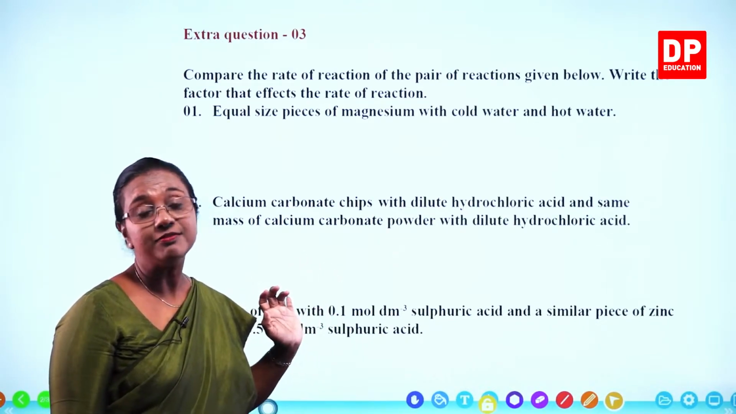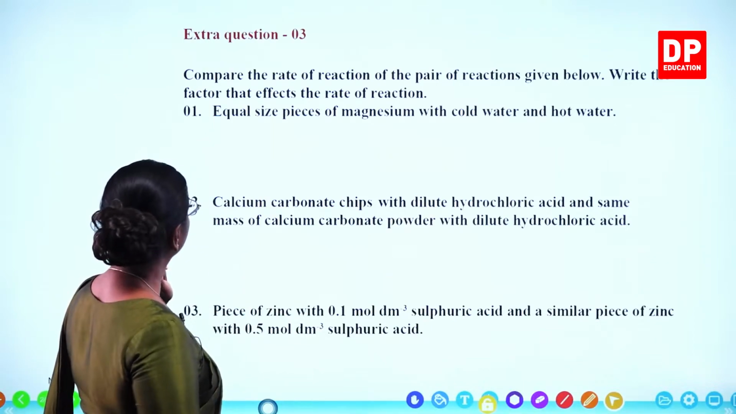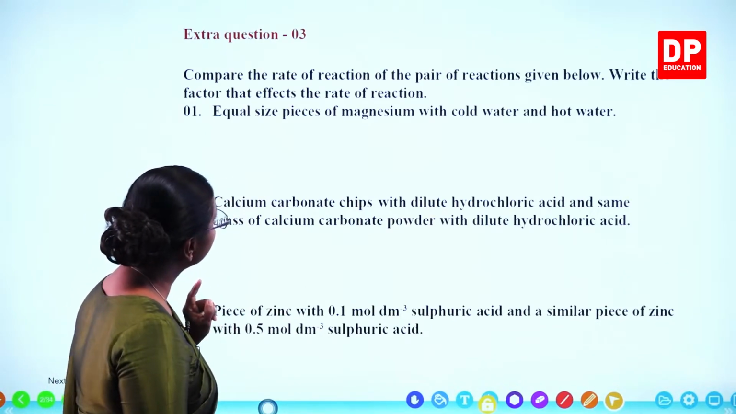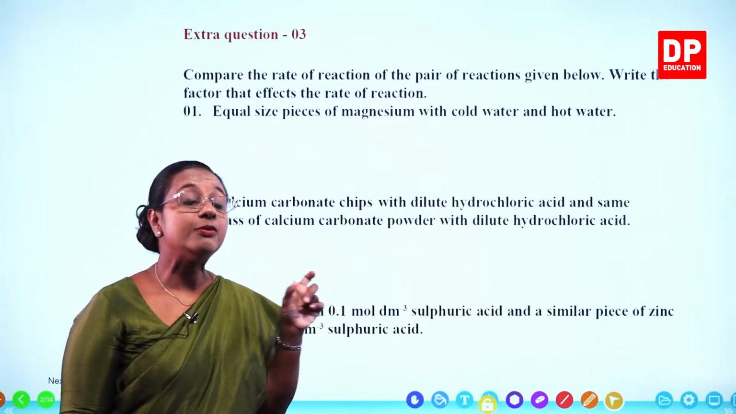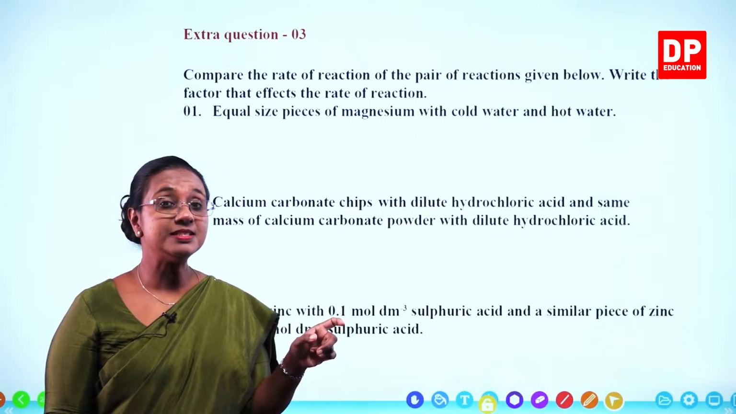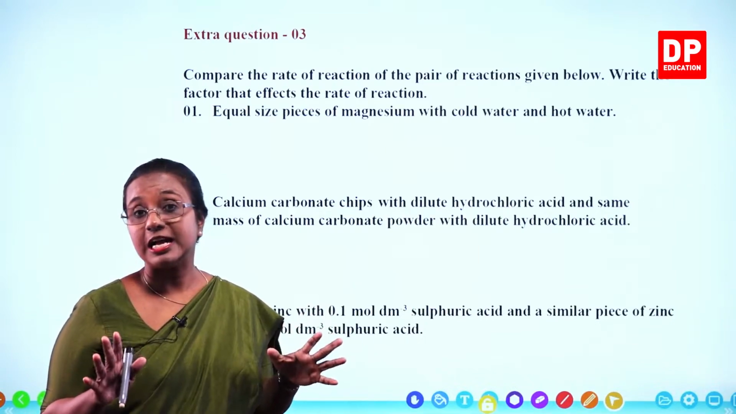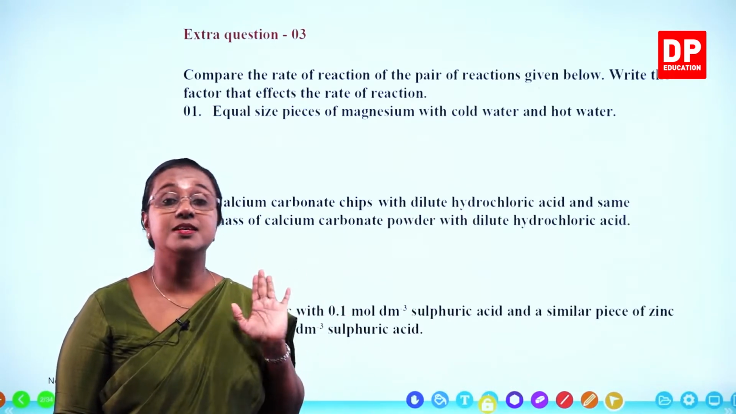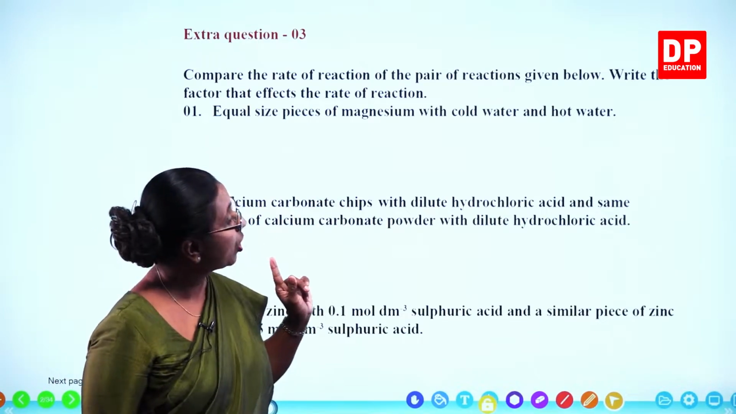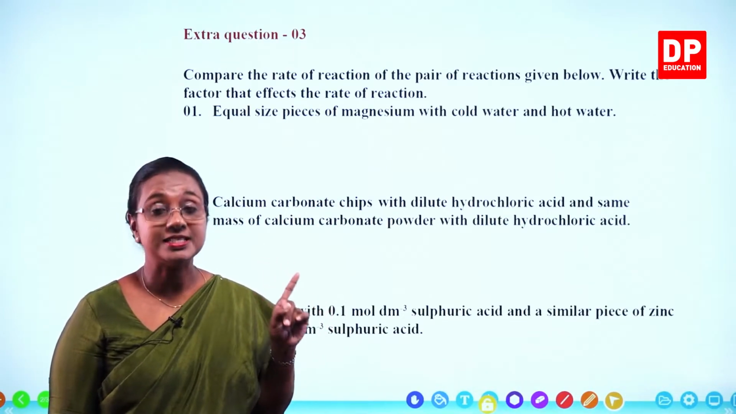You have to write the factor as well. First one, equal size pieces of magnesium with cold water and hot water. So equal size pieces of magnesium means the surface area of reactant does not change. Magnesium has the same surface area. But cold water and hot water, what is the factor?